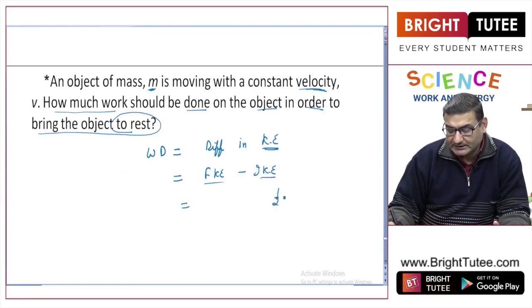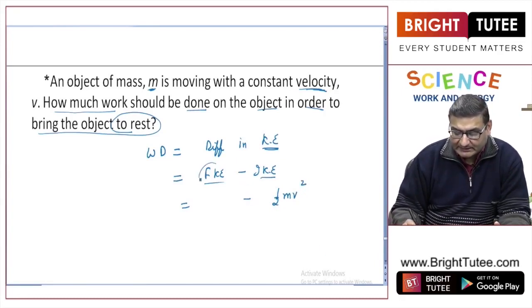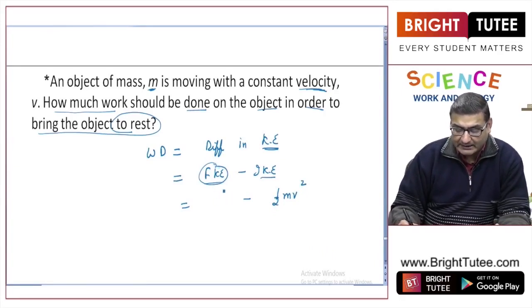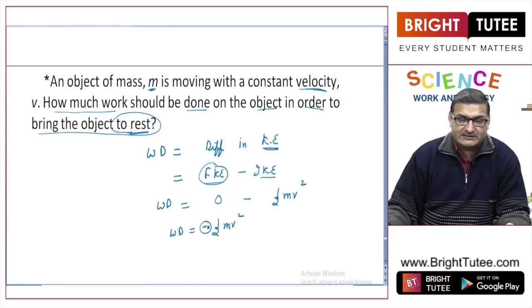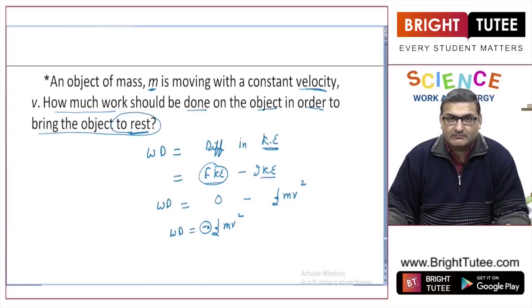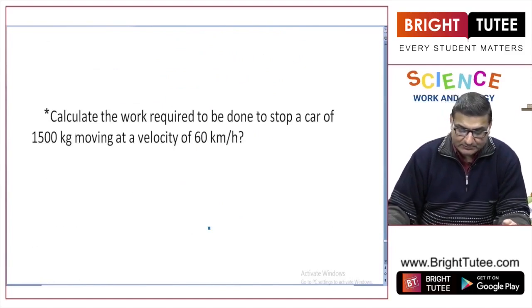So the initial kinetic energy will be half mv square, and the final kinetic energy of this particular object is basically 0. Why? Because the object is coming to rest, therefore its velocity is 0, and anything multiplied by 0 is 0. So the work done is simply minus half into mv square. The minus sign relates that it is the opposite force which is acting and making the body stop. Got it? Let us see the next question.